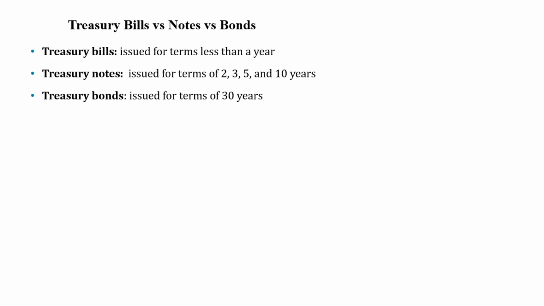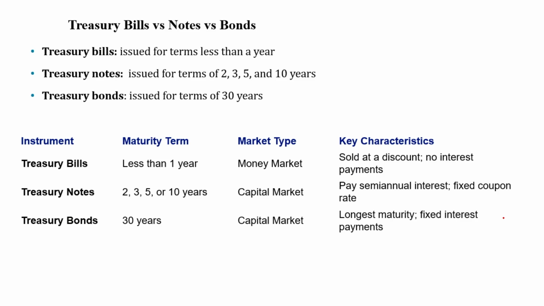Treasury bills are issued for terms less than a year, treasury notes for terms of 2, 3, 5, or 10 years, and treasury bonds for terms of 30 years. So I made a summary table here. The instruments' maturity term is given, the market type is given, and the key characteristics are also listed here. In the case of treasury bonds, they have the longest maturity. They have fixed interest payments as well.